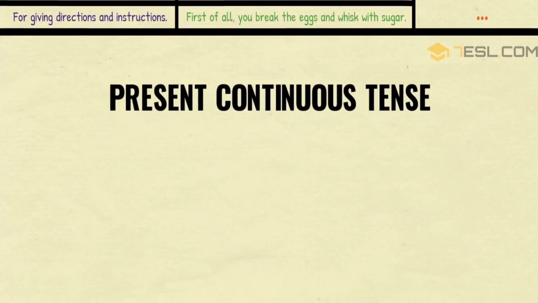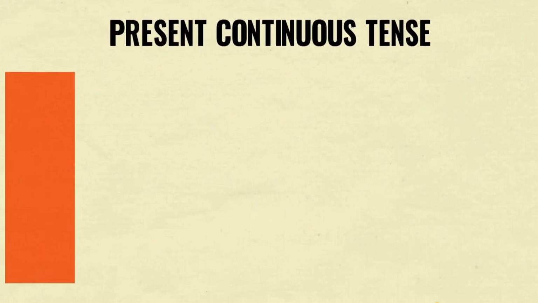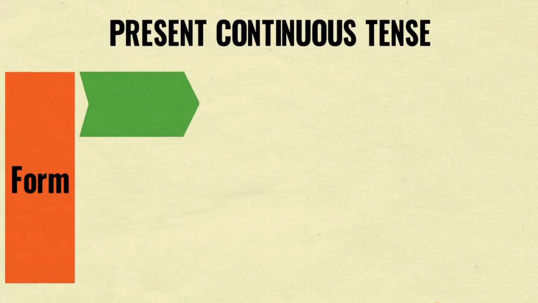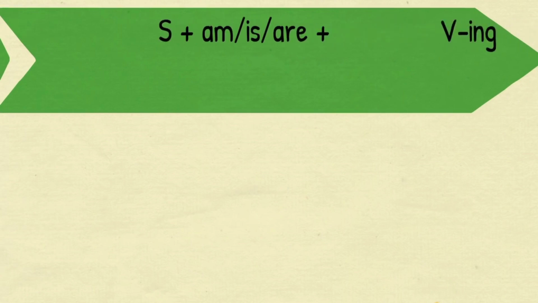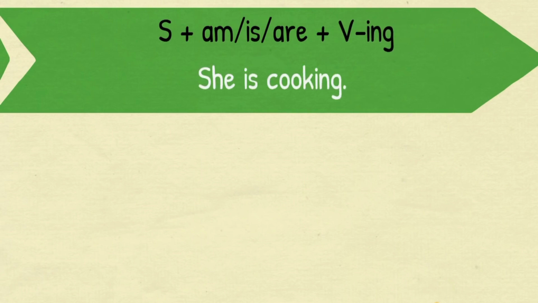Present continuous tense. Form. Affirmative. Subject plus am, is, or are plus verb ing. She is cooking.